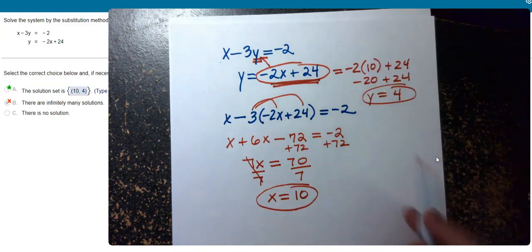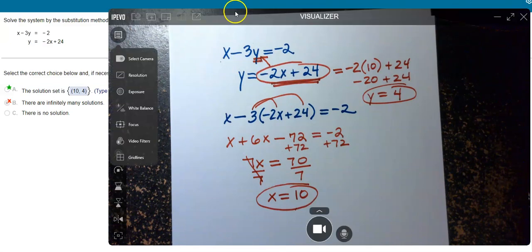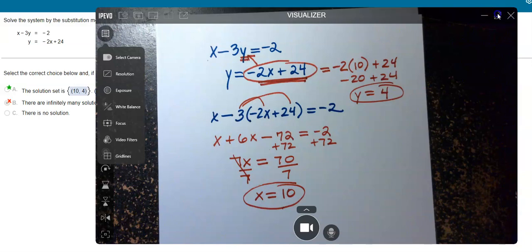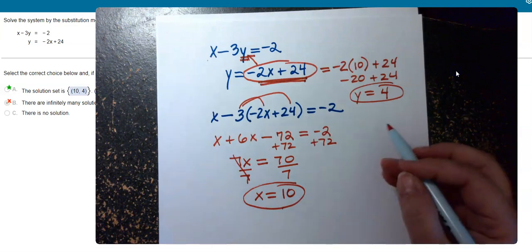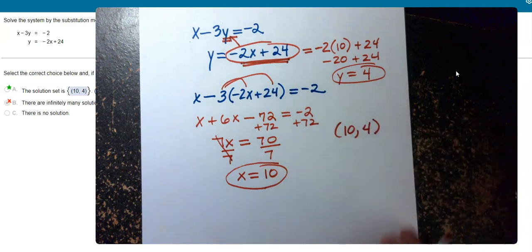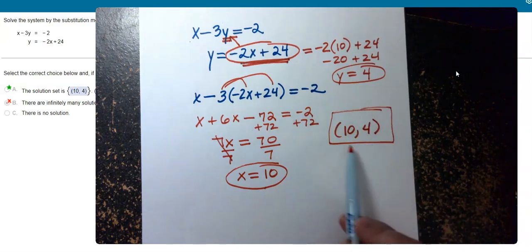So y is positive 4. Okay, now, notice please, when it says type an ordered pair, these squiggly brackets, those are brackets, okay? When you have a solution set that has an x and a y in it, that was not the best choice, I don't think. The ordered pair that represents the solution to those two equations is (10, 4) with parentheses. An ordered pair always has to have parentheses. Never any kind of brackets, just parentheses.